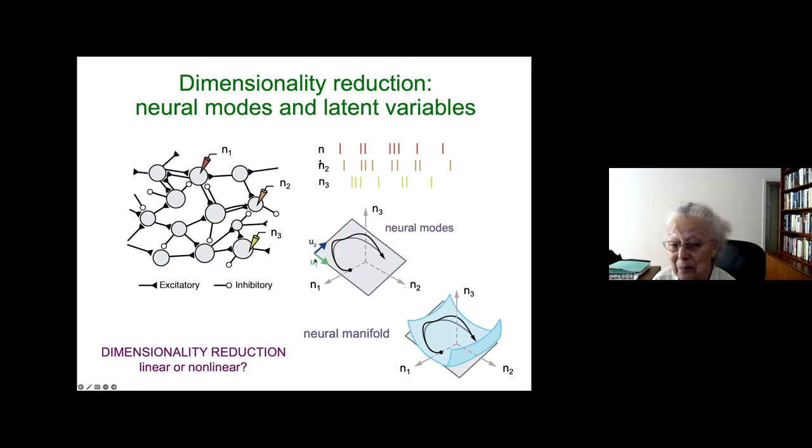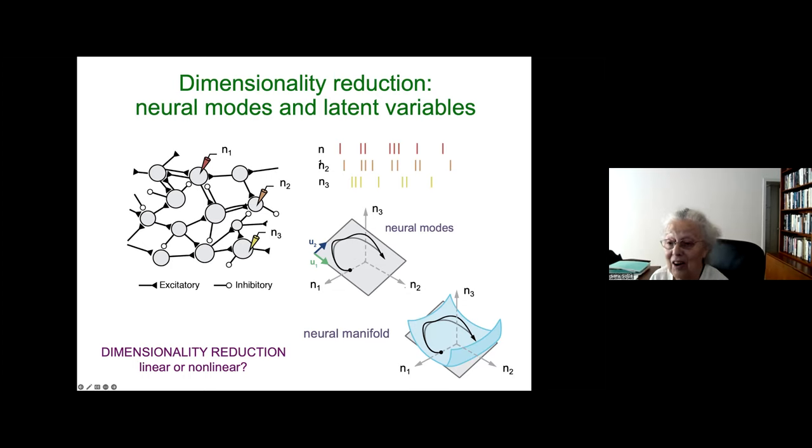So now I have a basis. Every point in this hyperplane can be written not only as a projection in N1, N2, N3, but as a linear combination of U1 and U2. Every point in this hyperplane has coordinates along this new axis provided by the new basis U1 and U2. So when it's hyperplanes, we're in business. We know exactly what to do, how to do it, and we don't have to do anything else.